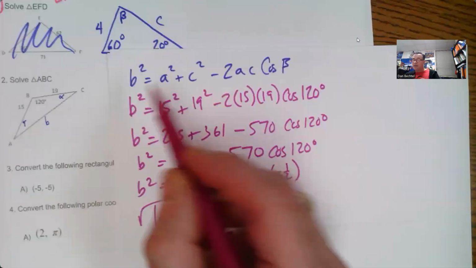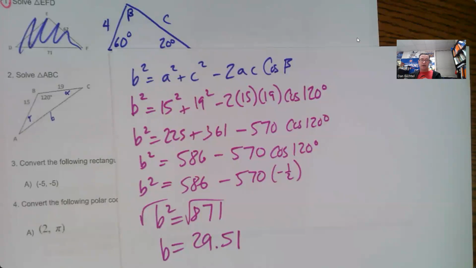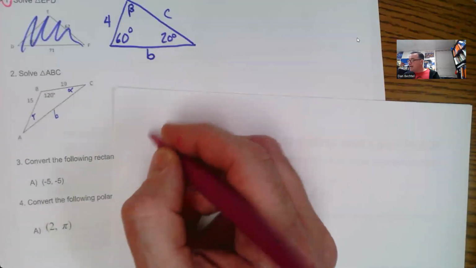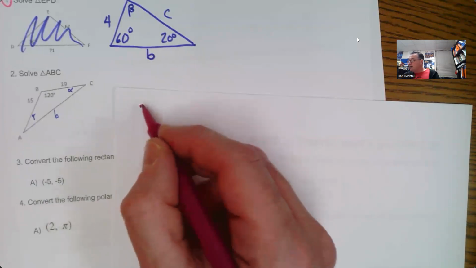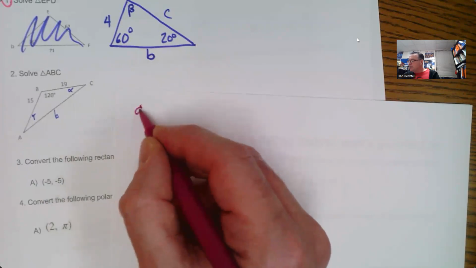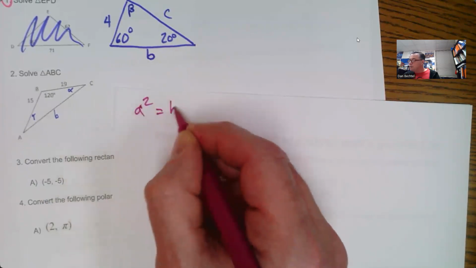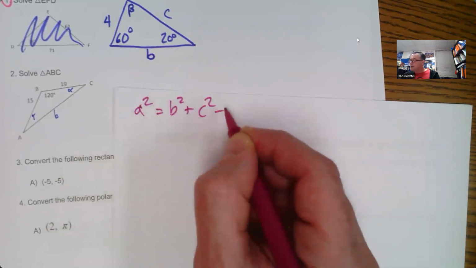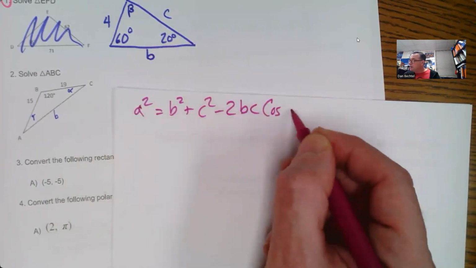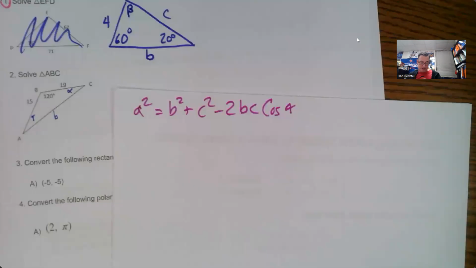Knowing that, the formula we're going to use is lowercase a squared is equal to b squared plus c squared minus 2bc cosine of alpha. We don't know alpha in this case, but we do know all of the other values. So we're going to start to plug them in here.